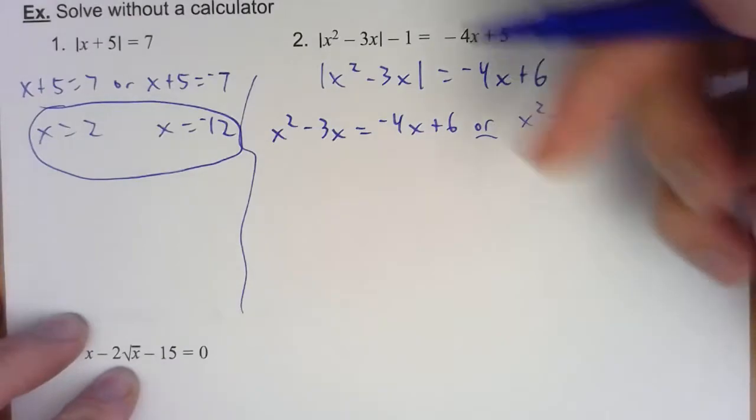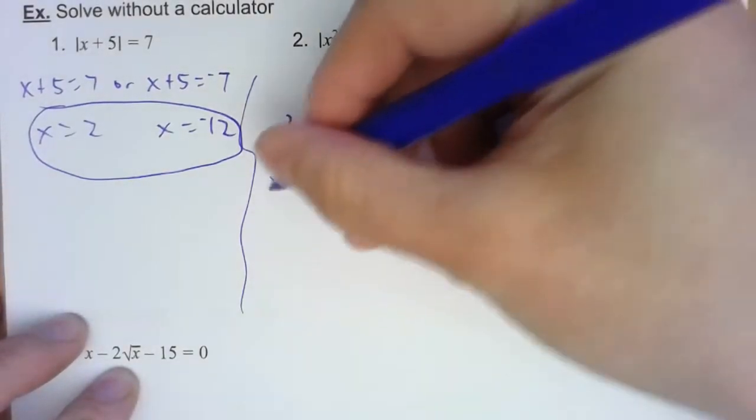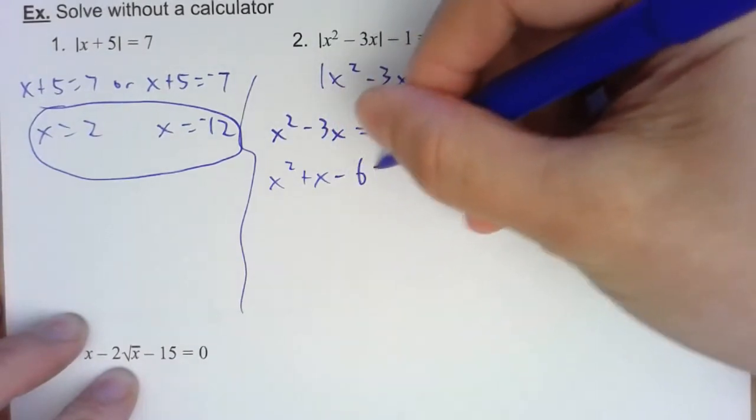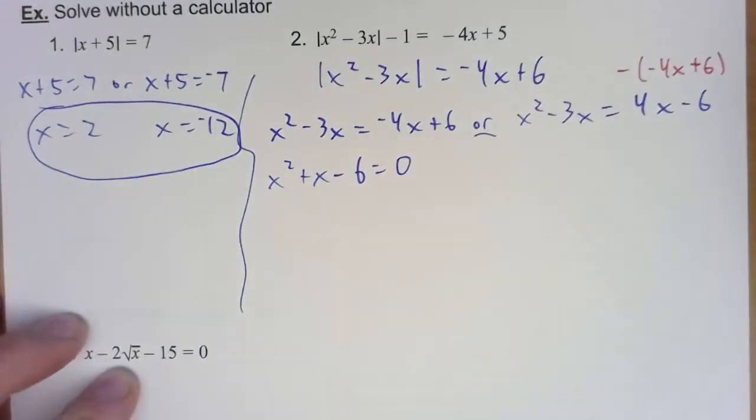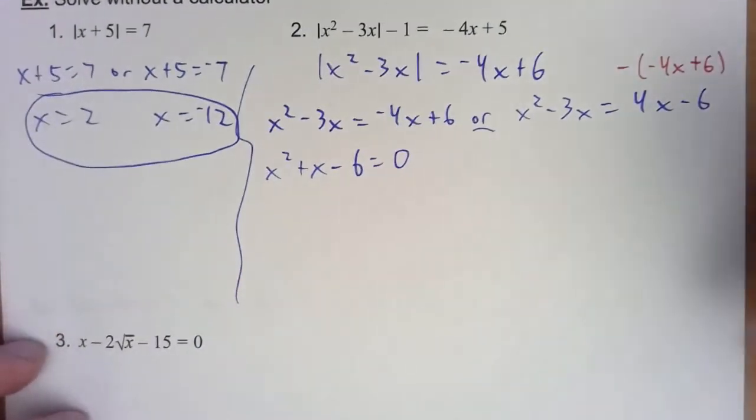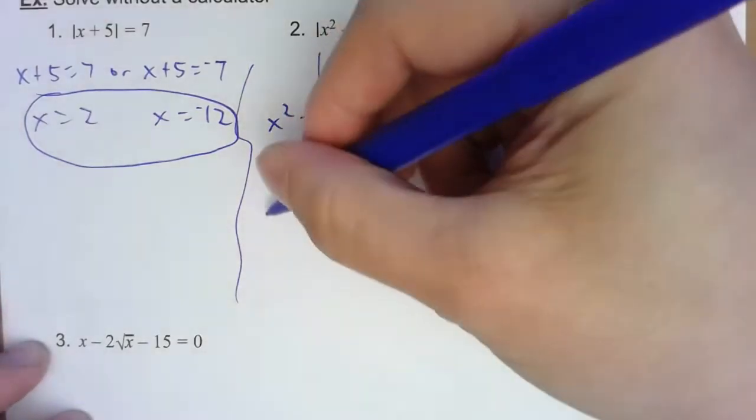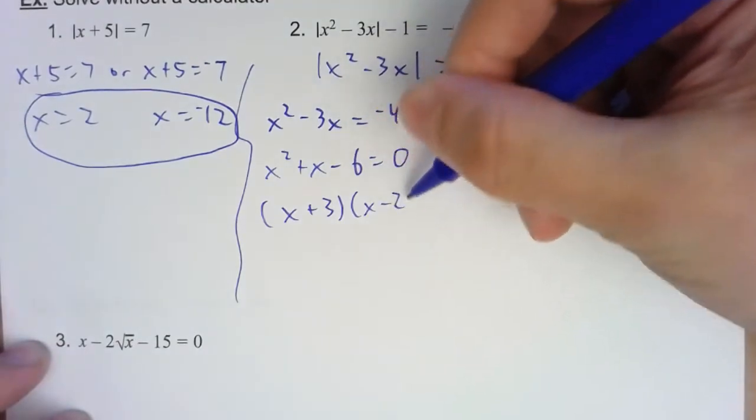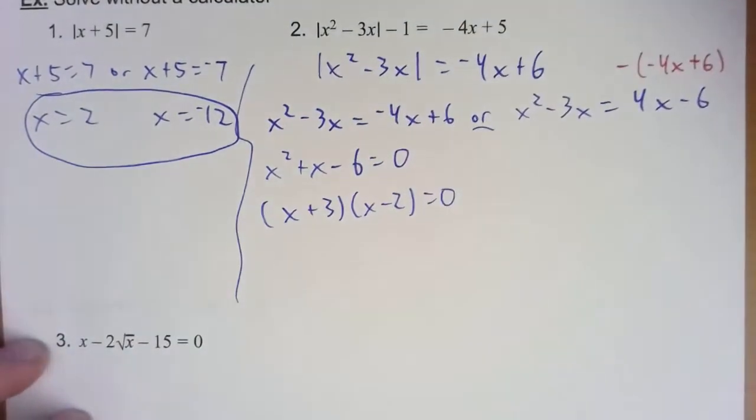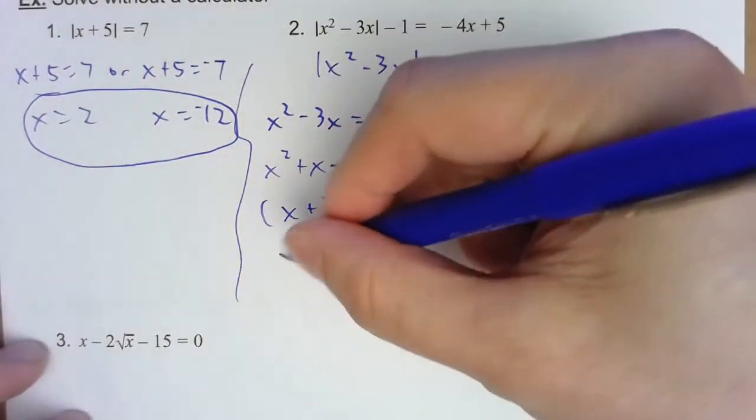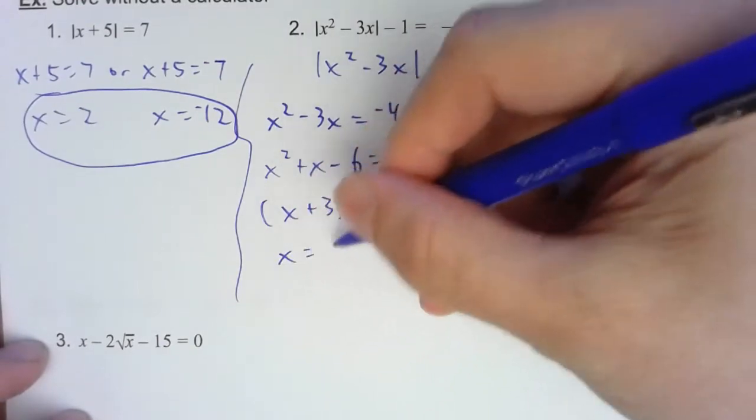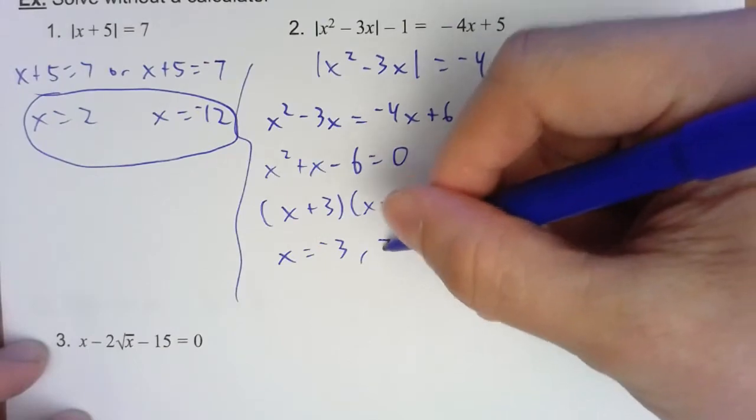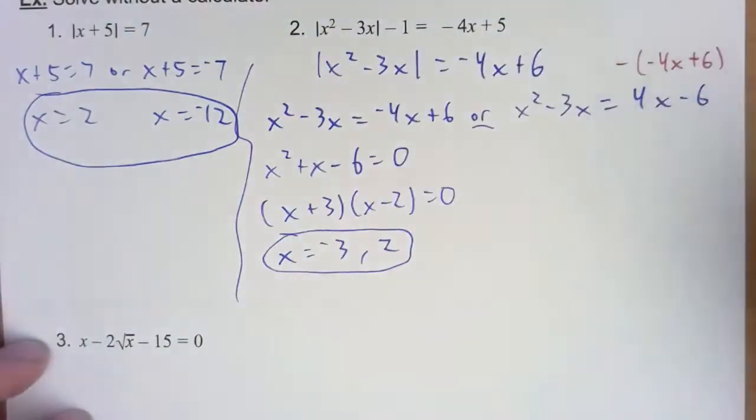So we want to get everything on the same side, make it equal to 0. So we'll have x squared plus x minus 6 is 0. If I'm ever going too fast for you, you're always welcome to pause the video for a second. And then we've got x plus 3, x minus 2 is 0. And then that zero product property: x plus 3 being 0 gives us -3, and x minus 2 being 0 gives us x equals 2.